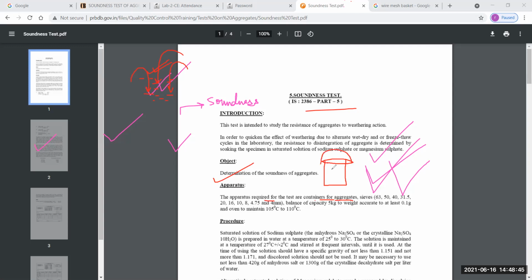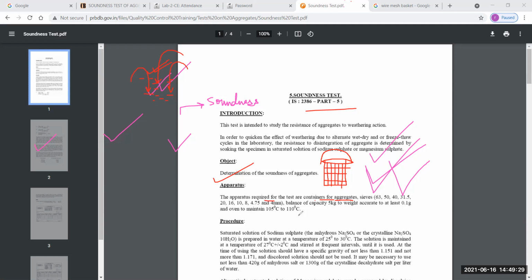This is your wire mesh bucket. Basically this type of bucket we use. Next one is your sieve 63, 50, 40, 31.5, 20, 16, 10, 8, 4.75 and 4 mm. Balance of capacity 5 kg, accurate to at least 0.1 gram, and oven to maintain 105 to 110 degrees Celsius.